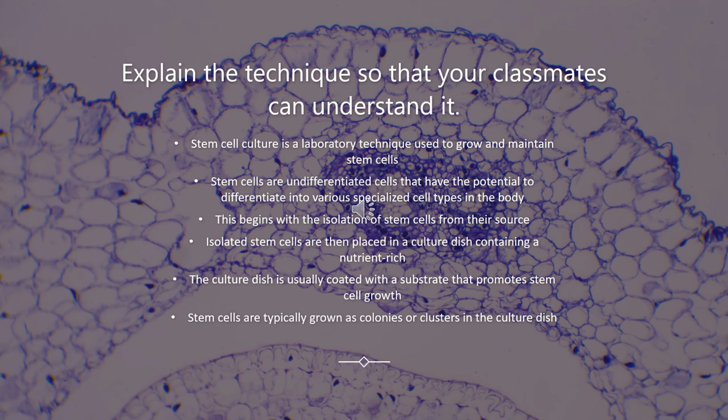The culture dish is usually coated with a substrate that promotes stem cell attachment and growth, and they are typically grown as colonies or clusters in the dish, where they are regularly monitored to ensure optimal conditions for their growth, meaning that they have enough of the necessary ingredients, culture medium, to continue growing.